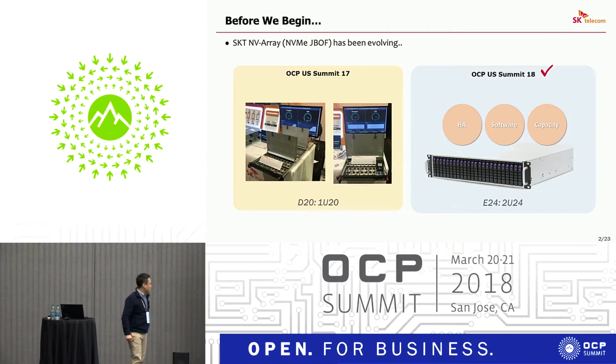So before we begin, we actually demonstrated our product last year, which was a prototype version though, the T20. That was one new chassis size with 20 drives in it. And with the new generation of NVMe JBOF, we call it NV array. NV array will have 2U24, upgraded to 2U24, and it will include HA capability, software enablement, and capacity increase. So we'll go a little bit deeper on those items one by one.